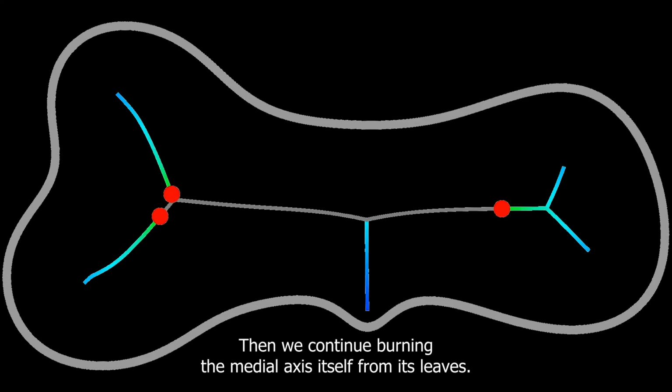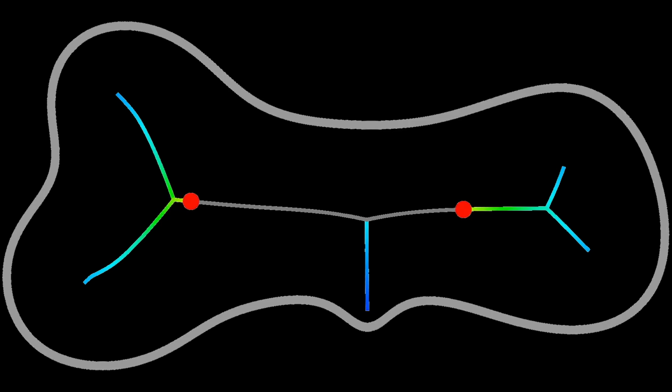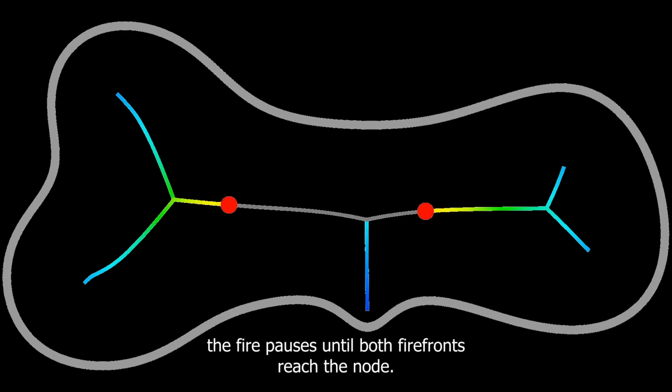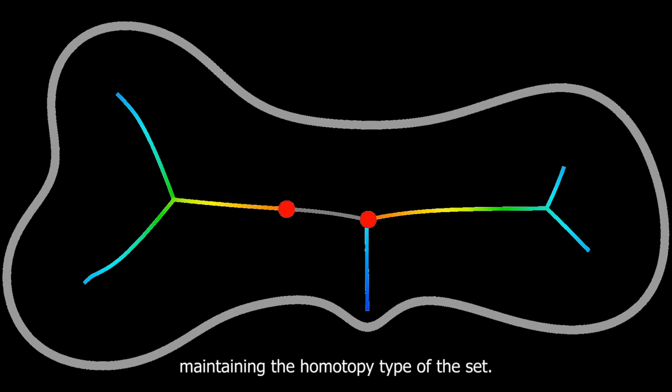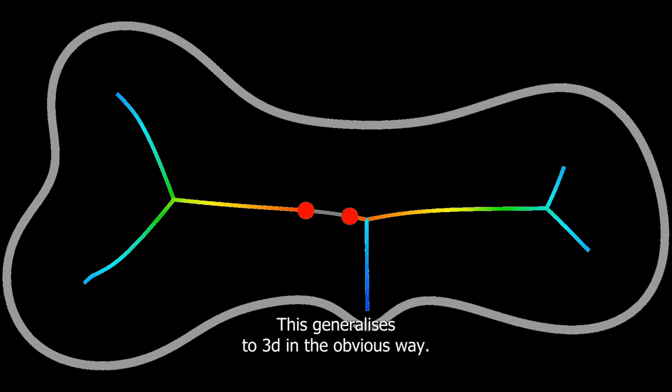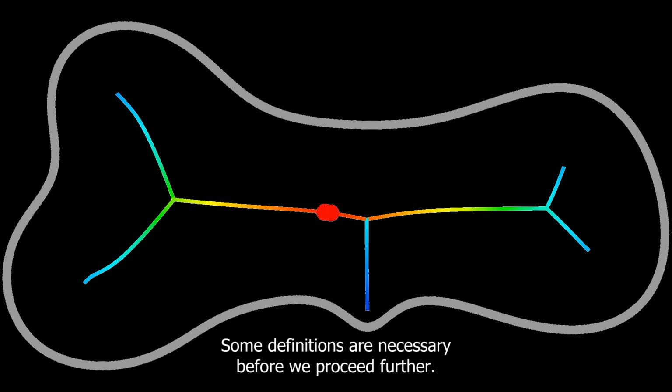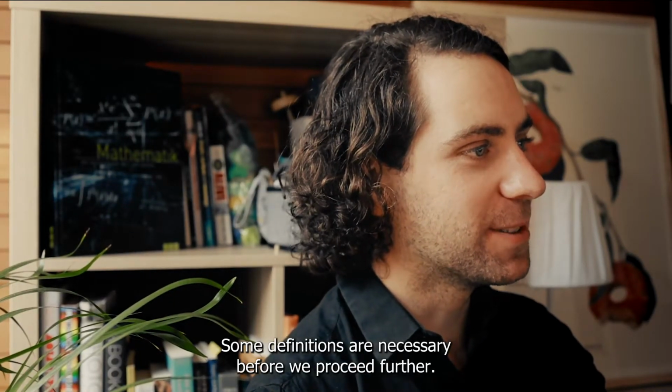Then we continue burning the medial axis itself from its leaves. When we reach the node of the tree, the fire pauses until both fire fronts reach the node. Finally, the medial axis is burnt away to a single point, maintaining the homotopy type of the set. This generalizes to 3D in the obvious way. Some definitions are necessary before we proceed further.